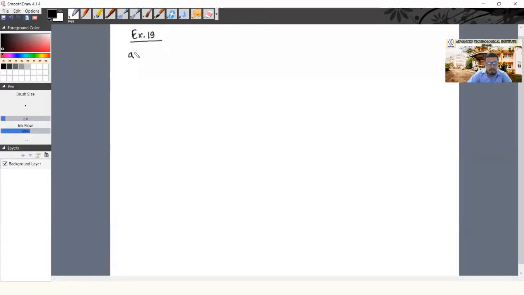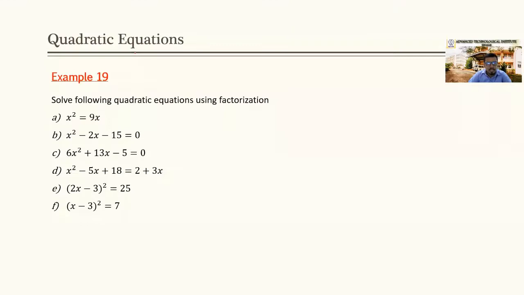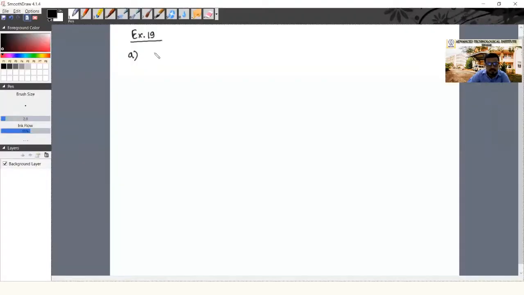Part A. X squared equals 9x. Is it? Yes, x squared equals 9x. In order to solve a quadratic equation, whether using the quadratic formula or factorization, what is the first thing we need to do? We need to rearrange the given equation into the standard form of a quadratic equation.